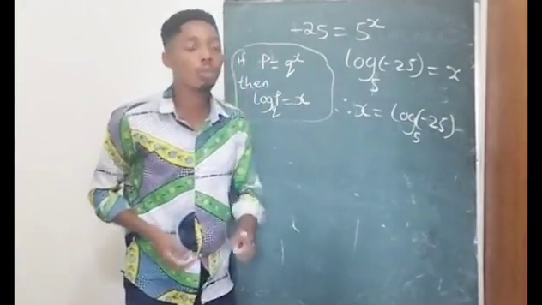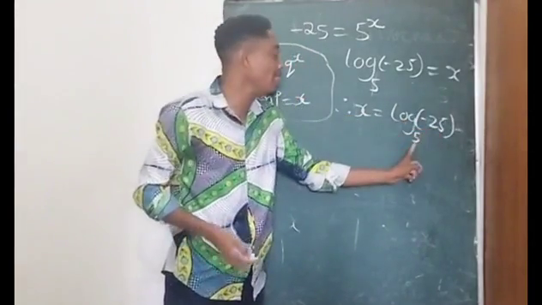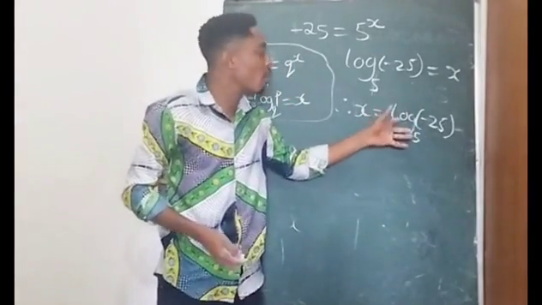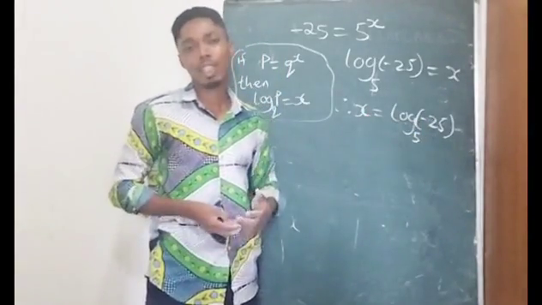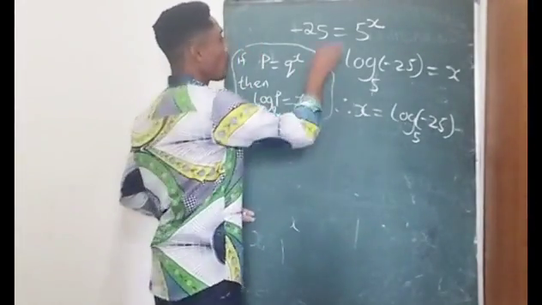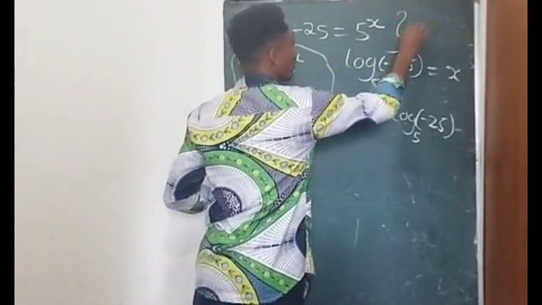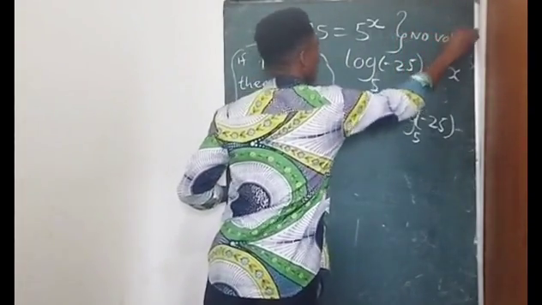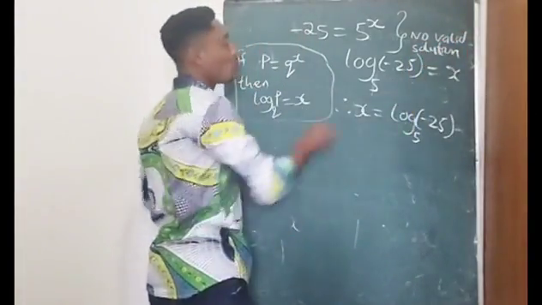There is no solution for the logarithm of a negative number in any base. When a number is negative, the logarithm of that negative number does not exist, it is invalid. It's not possible to evaluate that. This is why for this question, there is no valid solution. The solution is invalid.